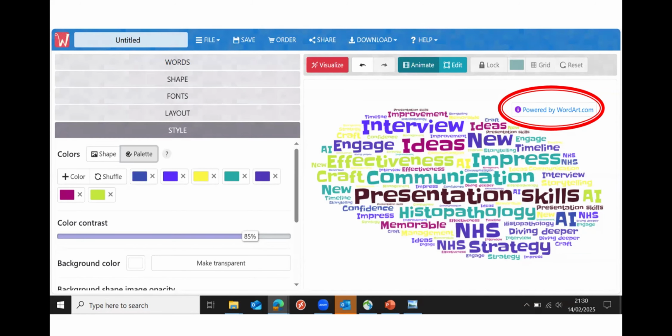This is wordart.com, and over here you can add words and it will give you a presentation. Yesterday when I was making this, I just put in storytelling skills, presentation, AI, NHS, and it made this word cloud. So this one you can quickly put in your presentation on the interview day.